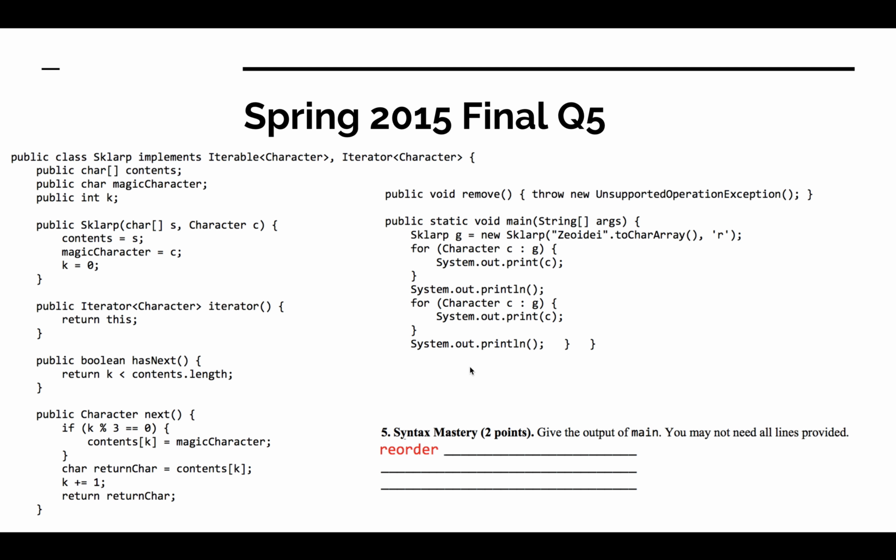So this is why there's nothing to print out here. So then I'll just print out a new line. So this is our output. Does that make sense? Yeah. Okay. Great.